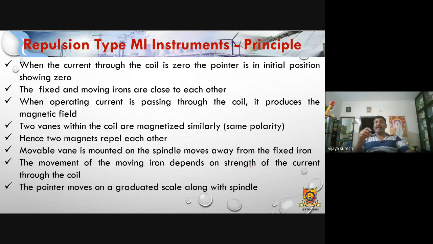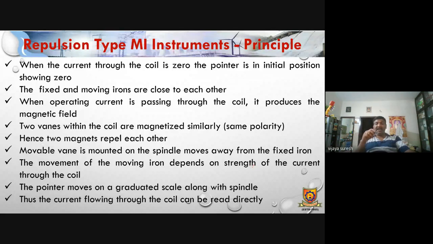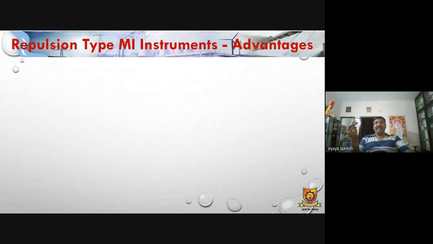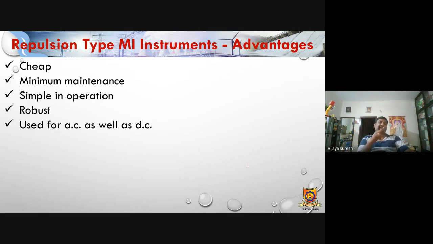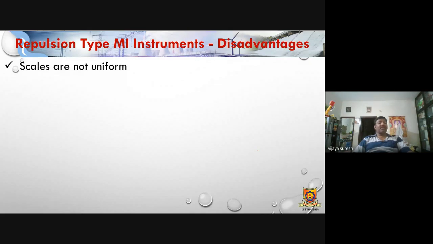The pointer moves on a graduated scale, as already discussed, so the current flowing through the coil can be read directly on the scale. There are several advantages also. It is cheap, requires minimum maintenance, is simple in operation, has robust construction, and can be used with AC as well as DC, as we discussed for the attraction type of moving iron instrument. It also has reasonable accuracy, not exact accuracy.